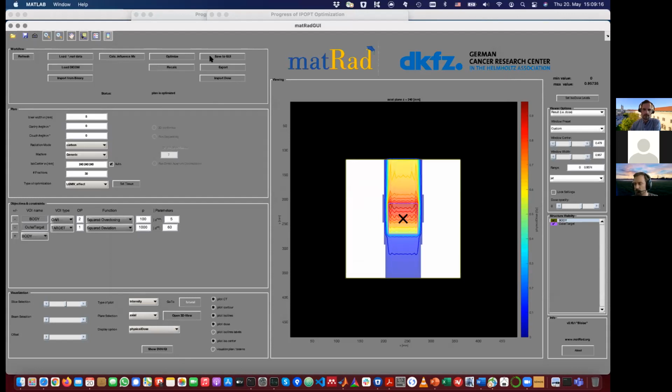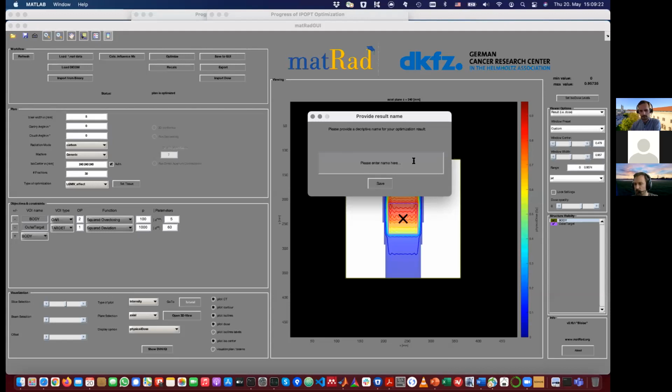All right, and I will also save this result now. So I click on the Save to GUI button, and I will give it a name, and I will use carbon 1 beam and AB2 to indicate I was assuming an alpha beta ratio of 2 during this biological optimization.